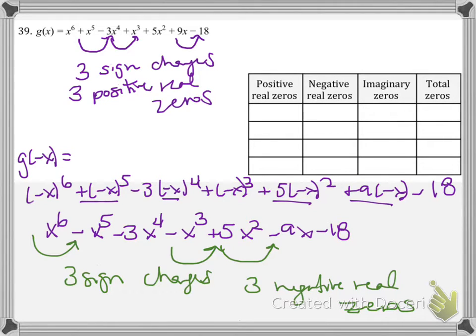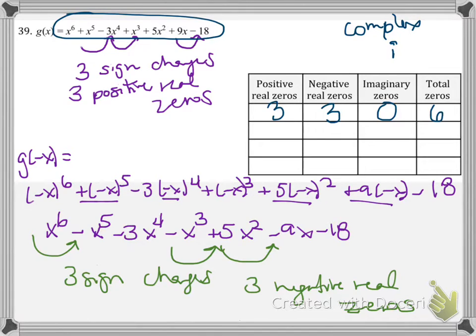So positive real zeros is 3. Negative real zeros would be 3, and the total number of zeros we have for this function is 6. So 3 plus 3 is 6, so we have no imaginary zeros. Now, if we remember our complex conjugates, which has to do with i, the imaginary number i, those have to come in pairs.